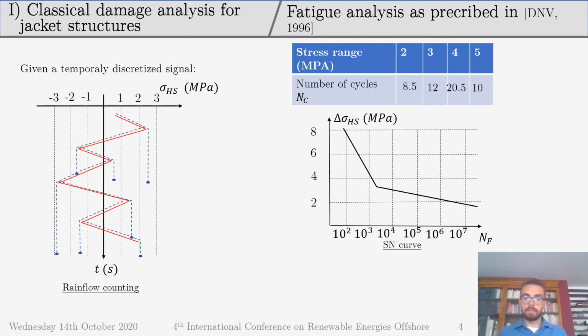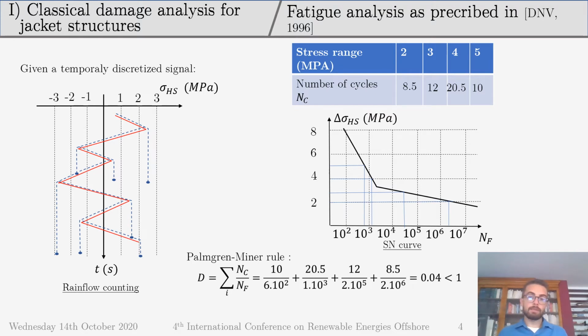Then, using SN curves, you may calculate the number of cycles to failure for each stress range. Finally, using the Palmgren-Miner rule, you may calculate the damage as the sum over i, indexed on stress range, of the number of cycles over the number of cycles to failure, which you find equal to 0.4 in this case. So this is smaller than 1, so the structure will not fail.